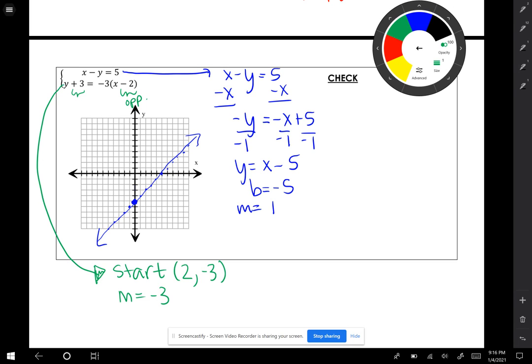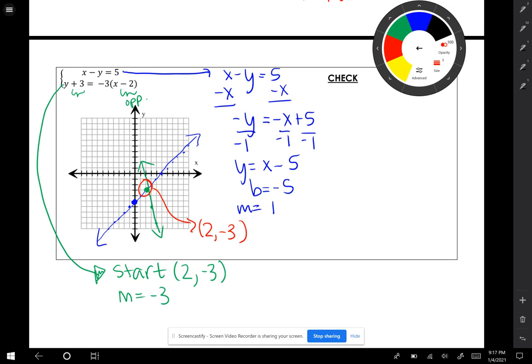Okay, so I'm going to plot my starting point, 2, -3. So I go right 2, down 3. And look at that, it ends up being our point of intersection. Now I am going to put at least one more point on that line, just so we can show that we graphed both lines. So I'm going to use the slope of -3 to go down 3, right 1, so that I have a line there and can show that it's a point of intersection of those two lines. Okay, so our answer for this problem is 2, -3.